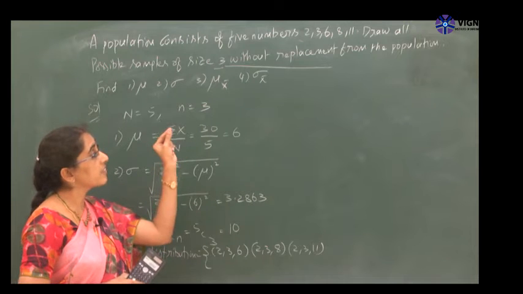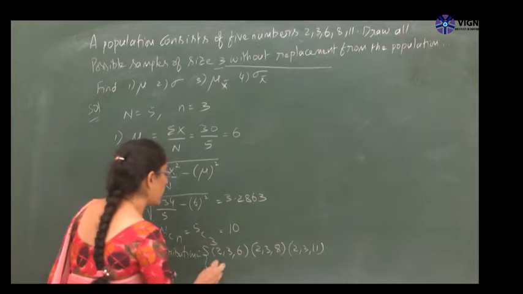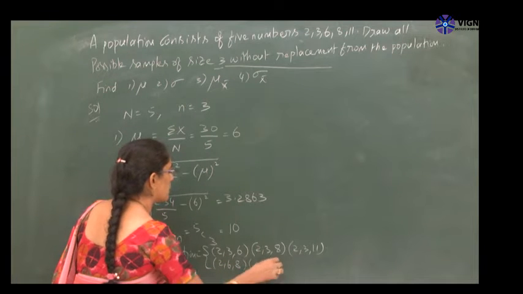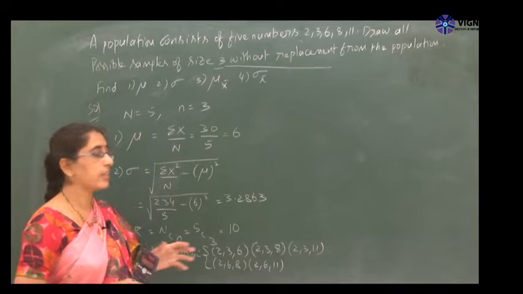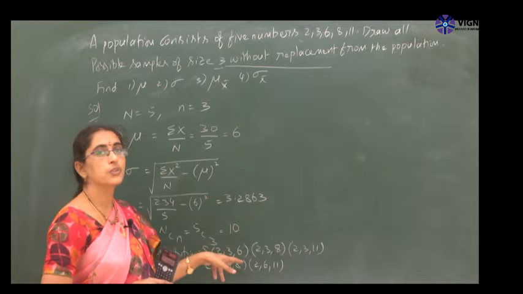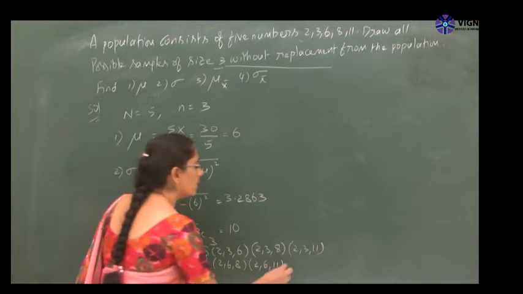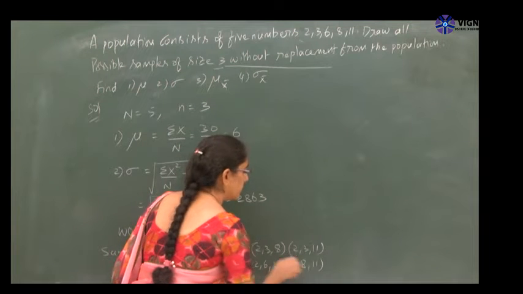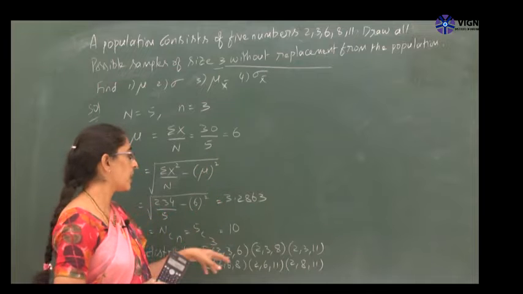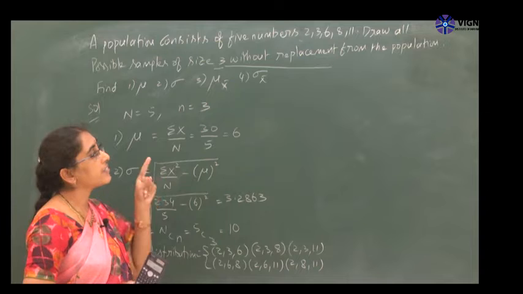Now you can consider the first element and the third element of the population, that is 2, 6. So you can write 2, 6, 8 and 2, 6, 11. Then you can't write 2, 6, 3 because we have written 2, 3, 6. Then consider the fourth element, that is 2, 8, 11. Again, you can't write 2, 11, 3 because we have considered 2, 3, 11. So without replacement. Then next we have the second element as 3.